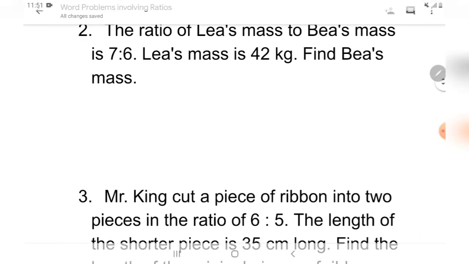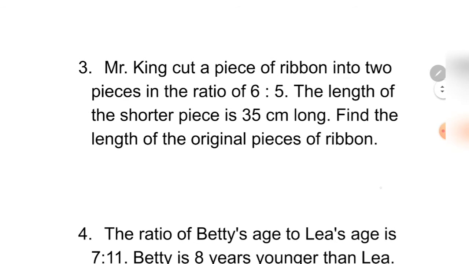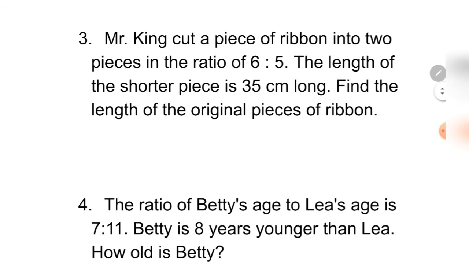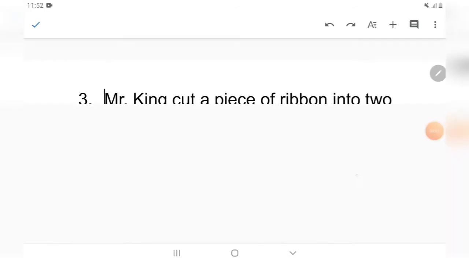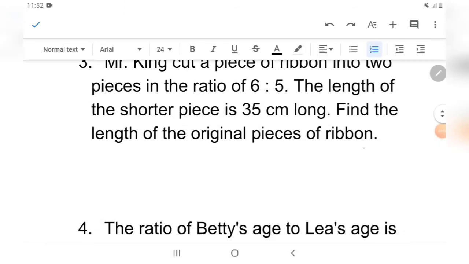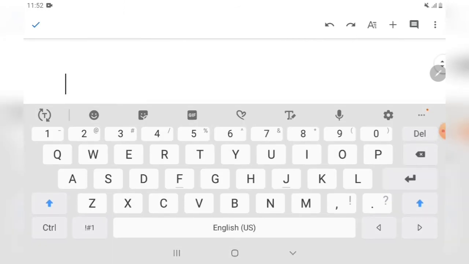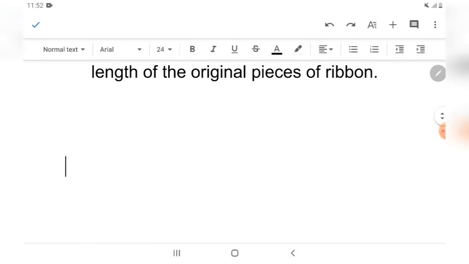Next. Mr. King cut a piece of ribbon into 2 pieces in the ratio of 6 to 5. The length of the shorter piece is 35 centimeters long. Find the length of the original piece of ribbon. Let's make a space here so that we can have our solving.